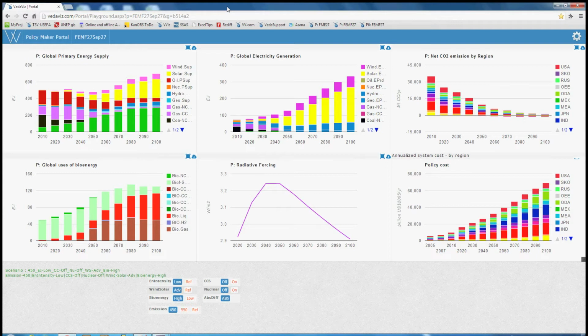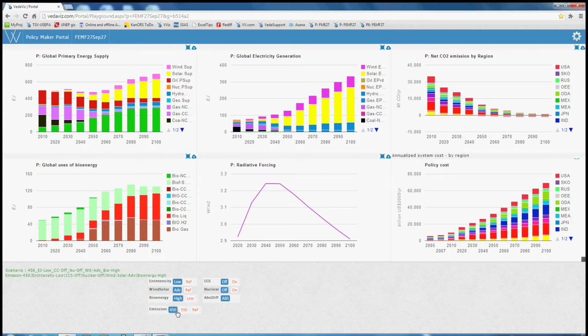Now this is what, finally, we are interested in, because we want the radiative forcing to stay below certain levels. And policy cost: what does it cost, what are the annual costs of all these choices. Now what is there at the bottom is what defines scenarios. So energy intensity, is it low or reference? Wind and solar, do you have a reference assumption on that or advanced? Bioenergy availability is high or low.